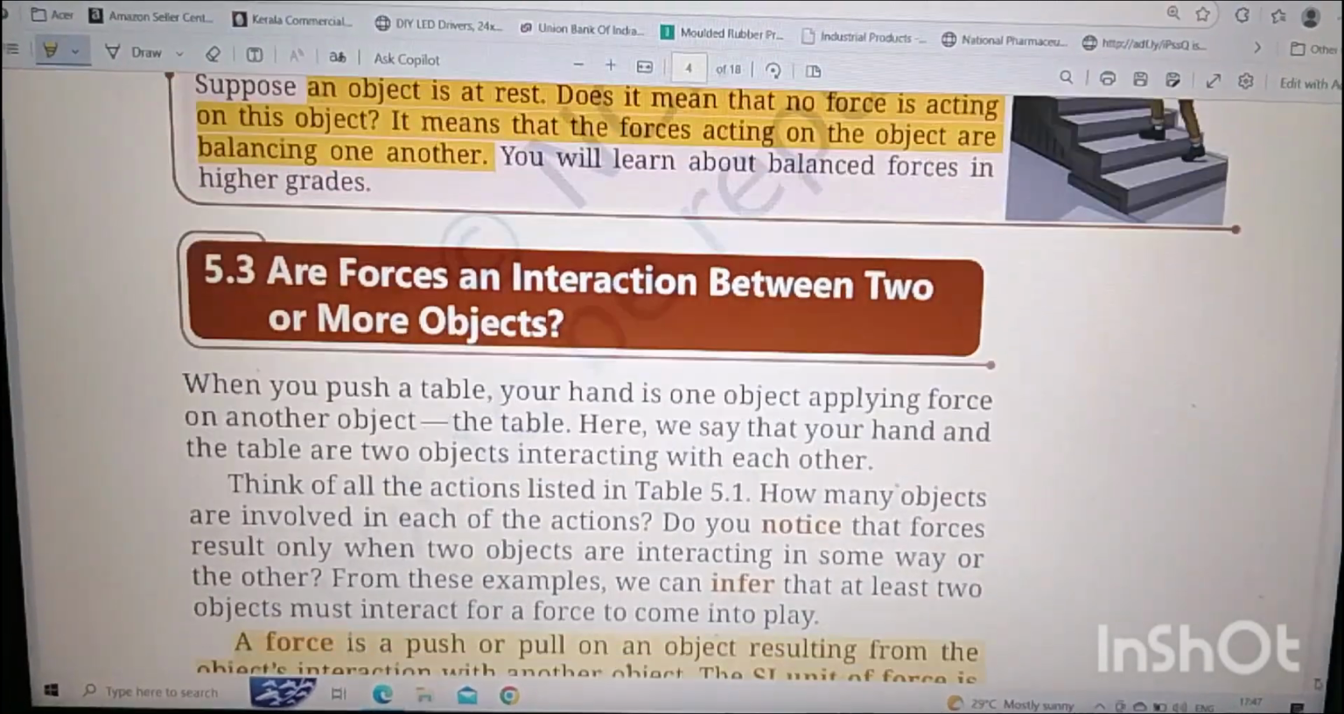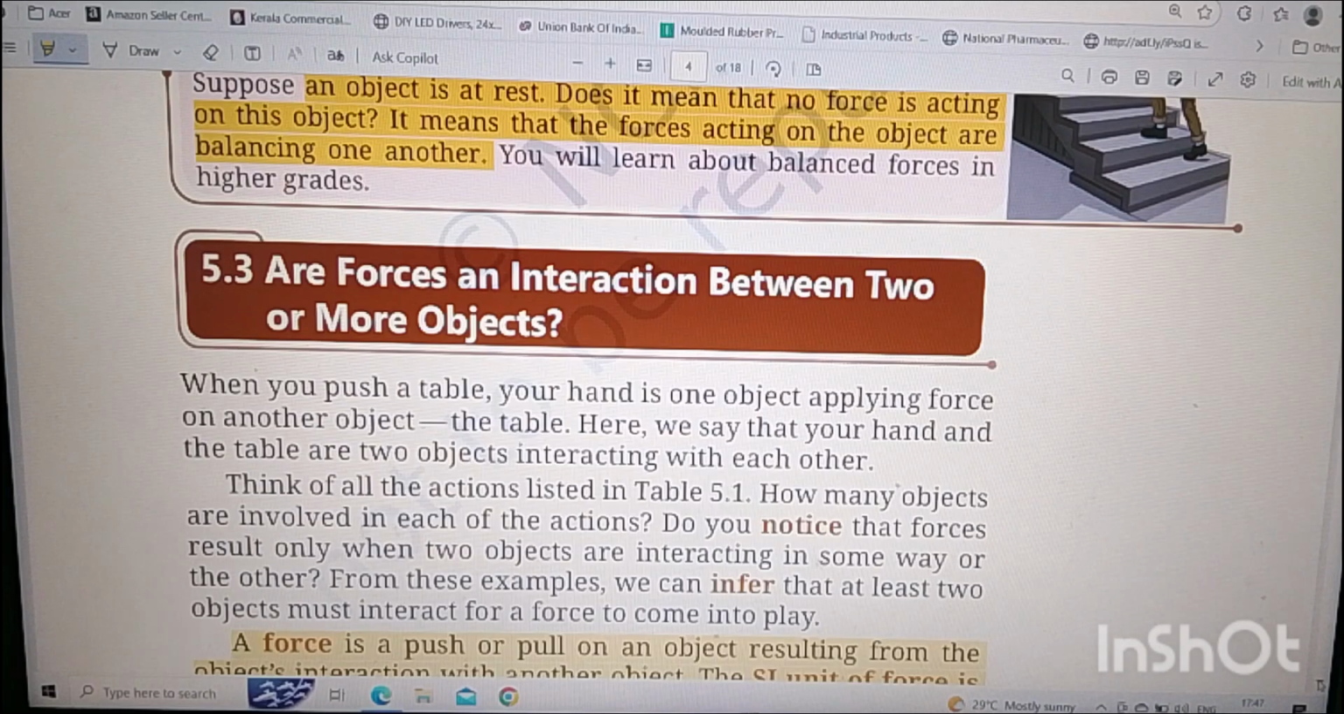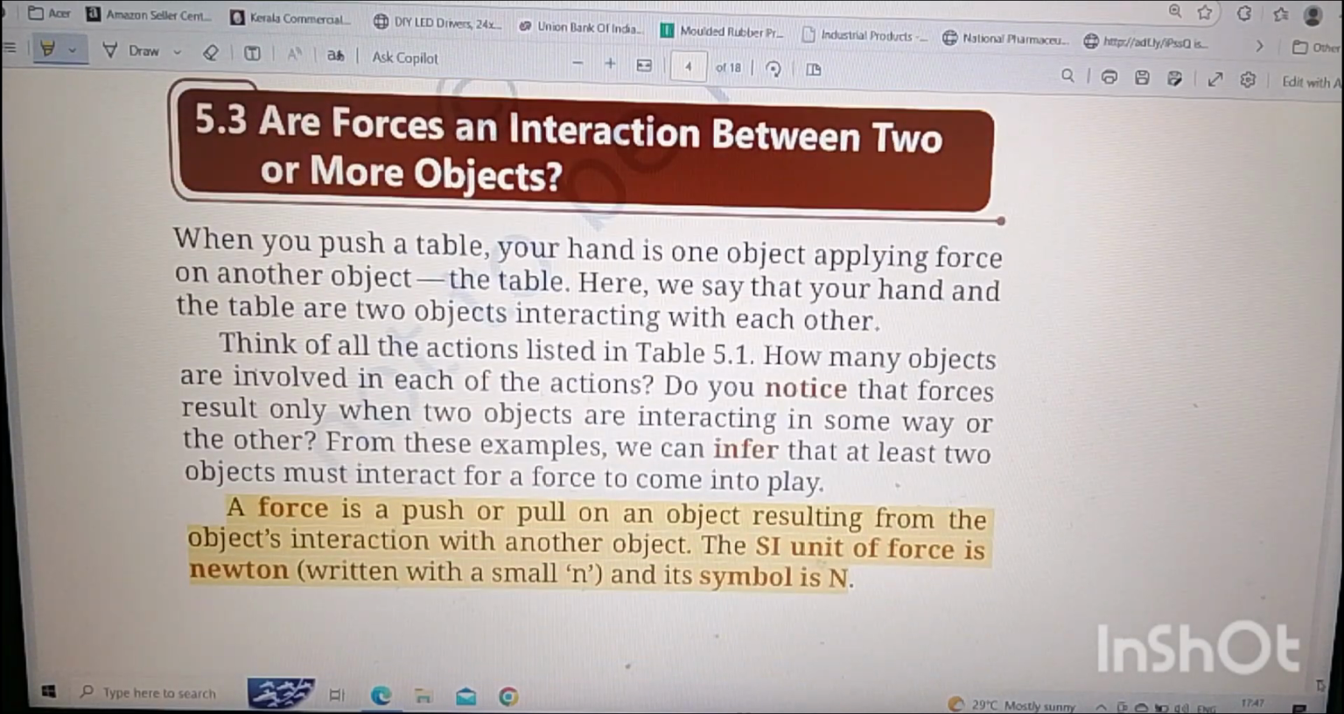Now we are going to learn: are forces an interaction between two or more objects? To learn that, we know that when you are pushing a table, we experience pain in our hands. Instantly, when we remove our hands, no such pain is felt. This is because while we are exerting force on the table for pushing, some kind of force is being received by our hands from the table. So the table is actually exerting a force on our hands.